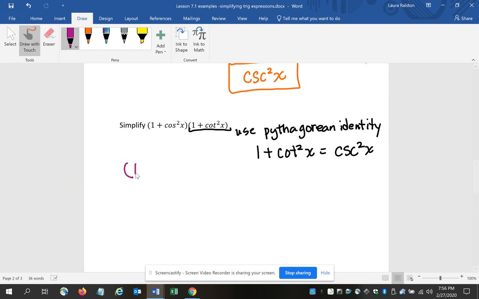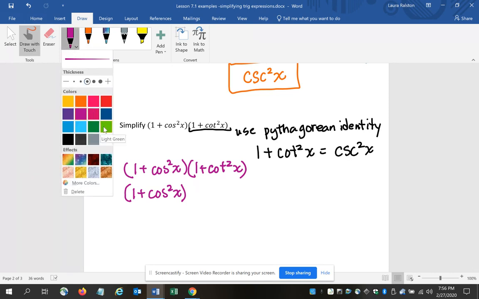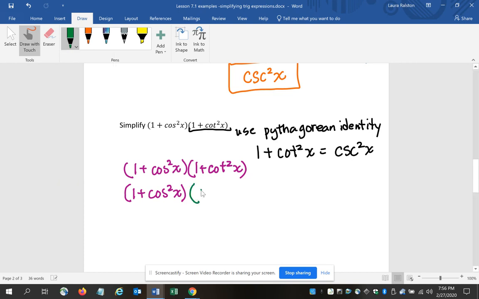I have 1 plus cosine squared x times 1 plus cotangent squared x. Now, this first piece, 1 plus cosine squared x, is going to stay. And instead of 1 plus cotangent squared x, I'm going to use the Pythagorean identity, and this becomes cosecant squared x.